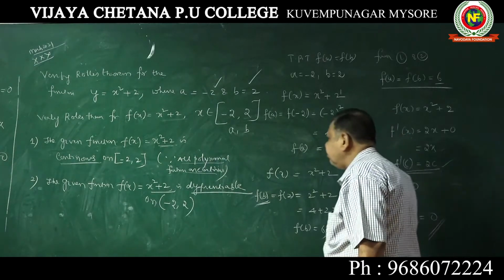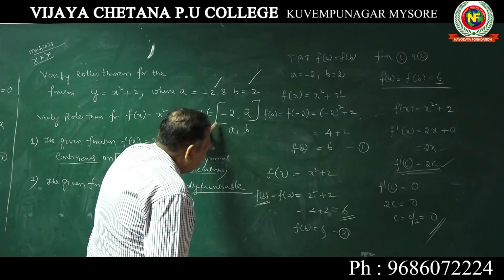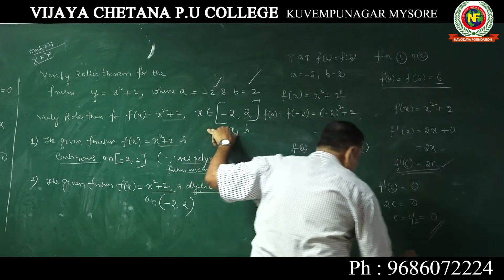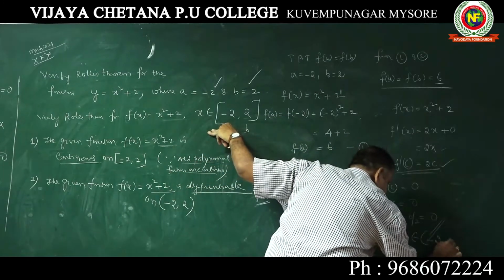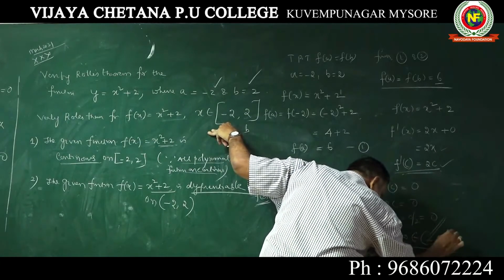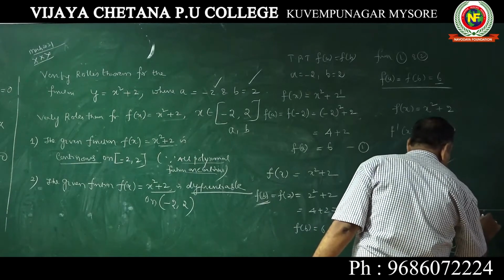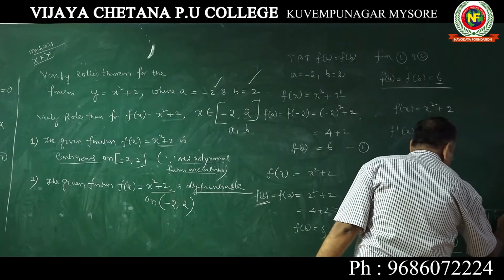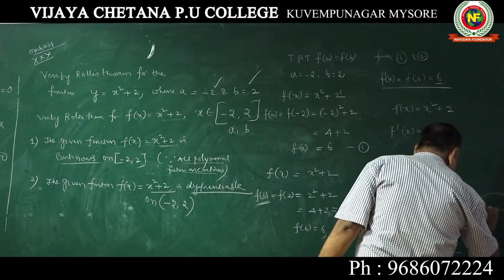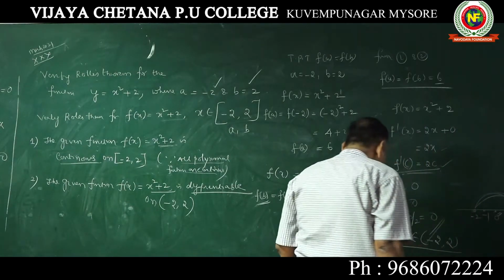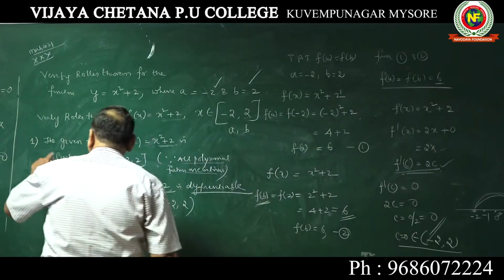Now check whether this 0 belongs to this open interval, minus 2, 2. Definitely c is equal to 0 belongs to minus 2, 2. You should not write a closed interval, because when you take a number line, it is minus 2, minus 1, 0, 1, 2. This 0 is covered in this interval. Only 0 has come in this interval. So this belongs to minus 2, 2. That means all conditions are satisfied.